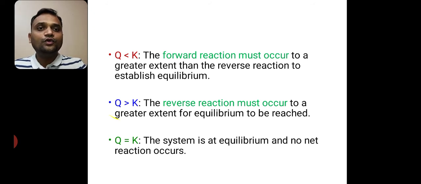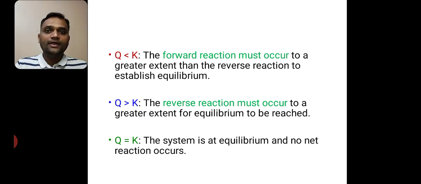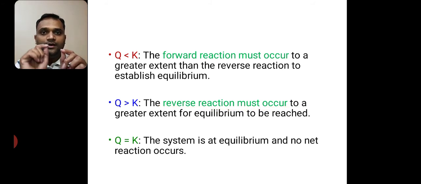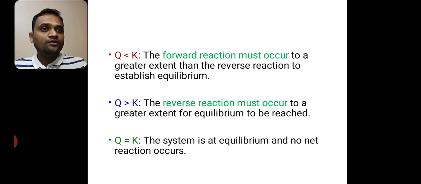The second condition is Q is greater than K, that is, the reaction quotient has a greater value than the equilibrium constant. Then the reverse reaction must occur, that is, B will give A. So A giving B is a forward reaction, and B giving A is a reverse reaction, and that reverse reaction is favorable when Q is greater than K. The reverse reaction must occur to a greater extent for equilibrium to be reached.